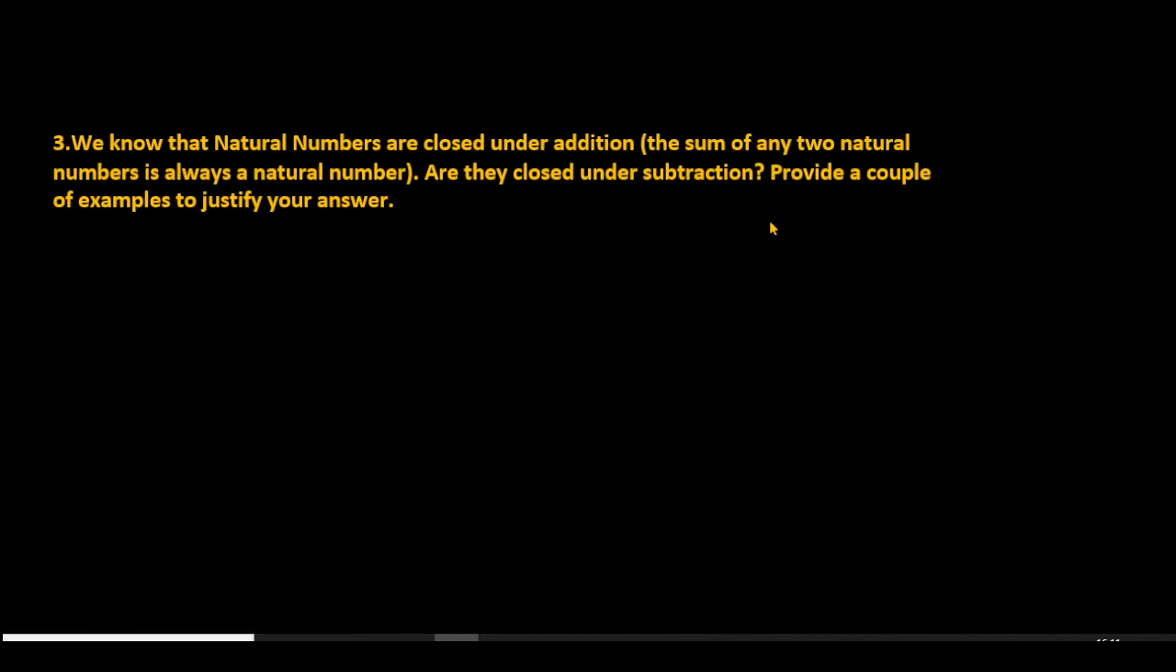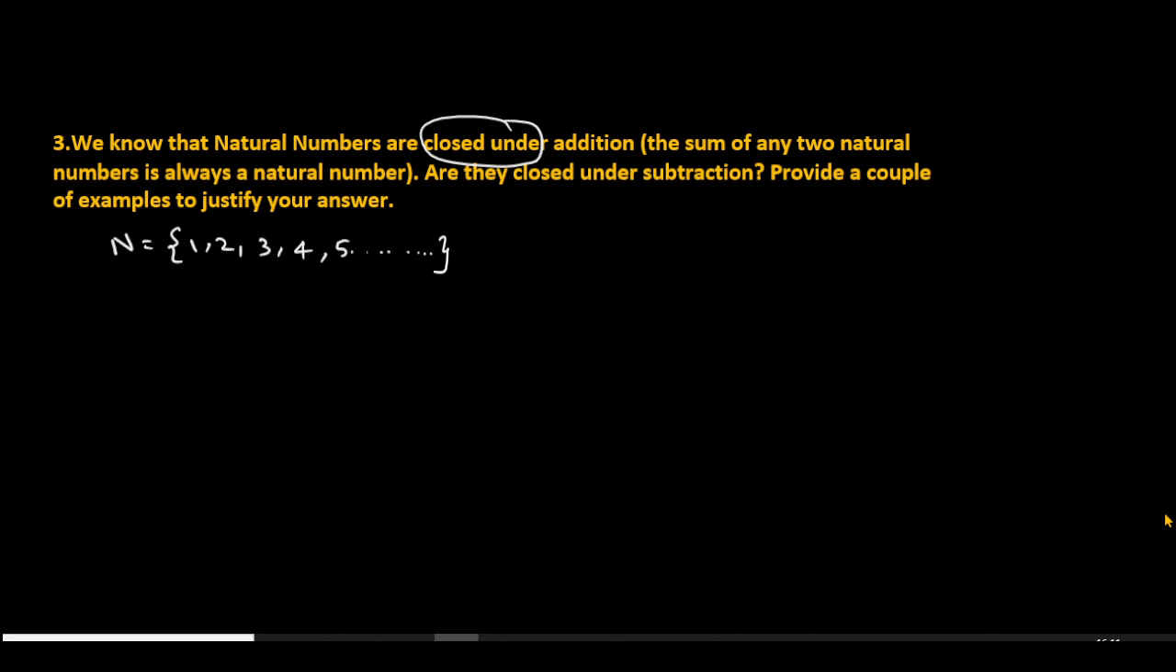Let's see the next question. We know that natural numbers are closed under addition. Closed means what? They gave the explanation in the question itself. The sum of any two natural numbers is always a natural number. For example, N is the set of all natural numbers. You studied everything in your lower classes.